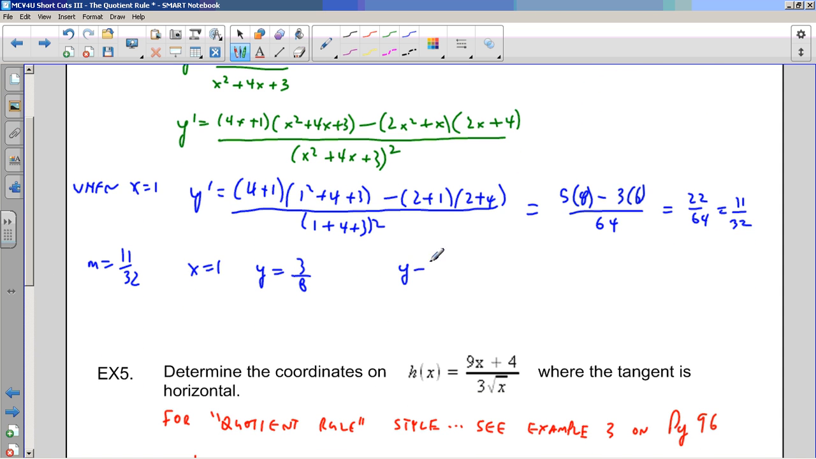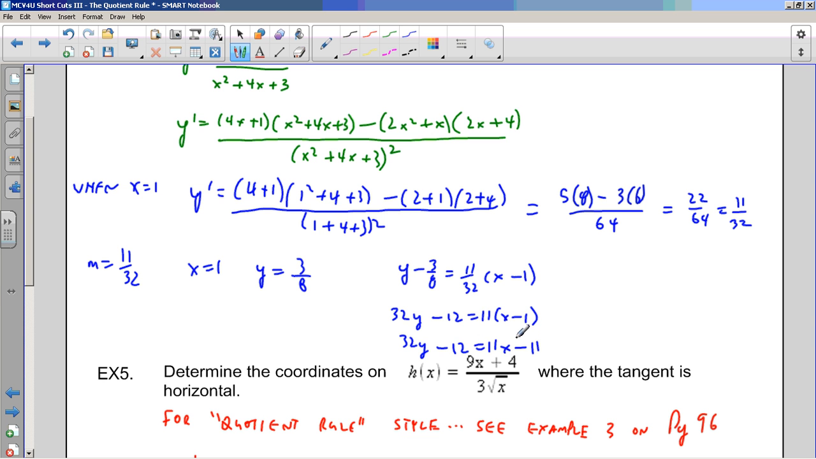or I'm going to use slope point form this time, just to change things up. y minus 3 eighths equals 11 over 32 times x minus 1. Multiply by 32 to kill all the fractions. That's 4, so that's going to be 12. There's only one term there, so this is going to be 32y minus 12 equals 11x minus 11.